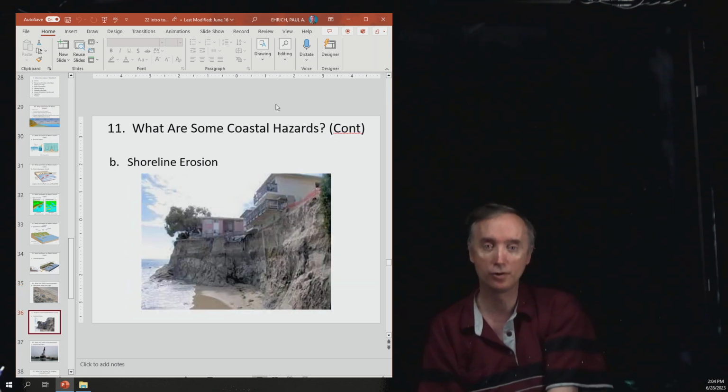Also, you can have erosion as a result of coastal processes. And you can see that house up there and how that house is probably going to fall into the ocean because the cliff is being eroded out from underneath it.